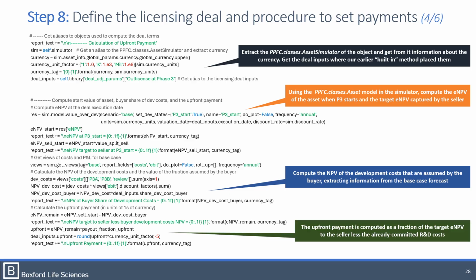And then finally what we do is we say, now that we've calculated that, if we take the share of the initial starting expected value that's supposed to go to the seller, subtracted by the net present value of these development costs that the buyer is assuming, that gives us a remaining expected net present value. We're going to pay out a certain fraction of that, and that's going to be our upfront payment. So we do those calculations and then add it to the report after rounding the payments we make to the nearest 100,000 just for simplicity.